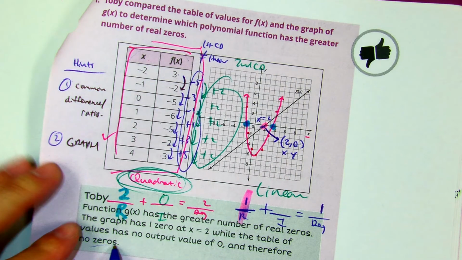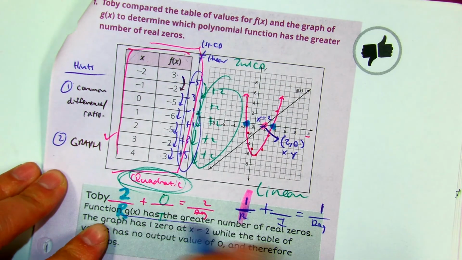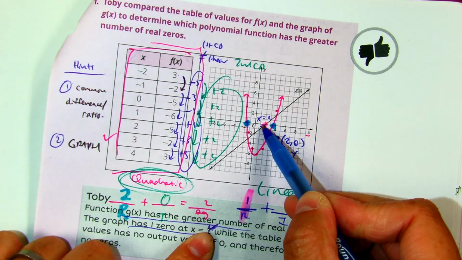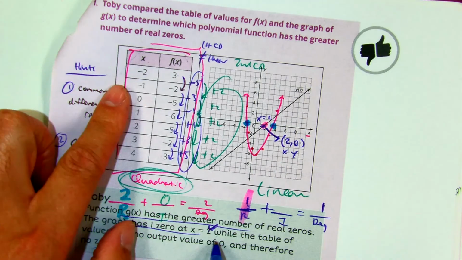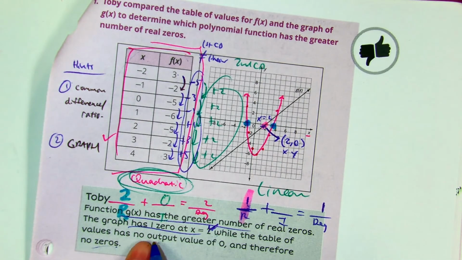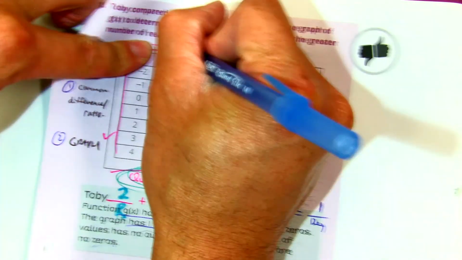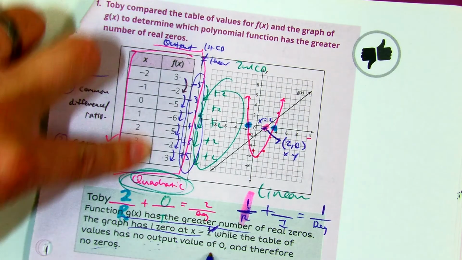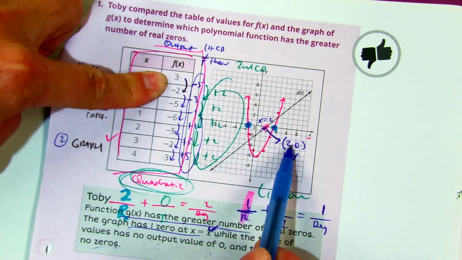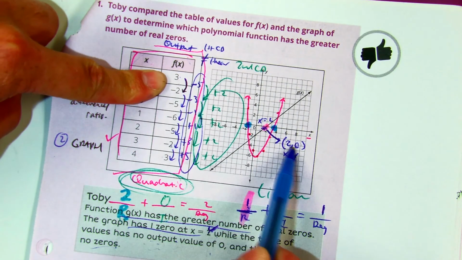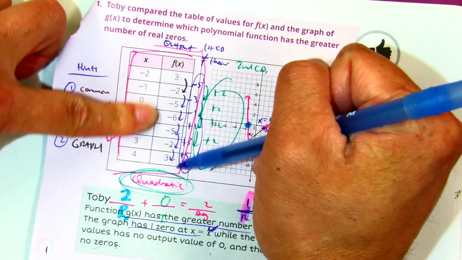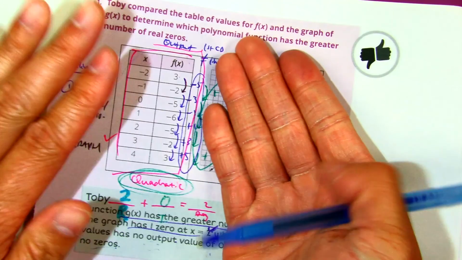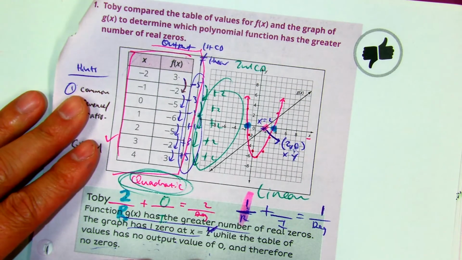Okay, so Toby basically thinks the first part is correct. There is 1 at x equals 2. That's correct. Now look at the table. Toby thinks that the table of values has no output. This is an output. It's your y values. It's the f of x. Toby is saying that because there is no 0 here, right? So they're comparing. Toby's saying this is 1 and this is 0. Toby is wrong.